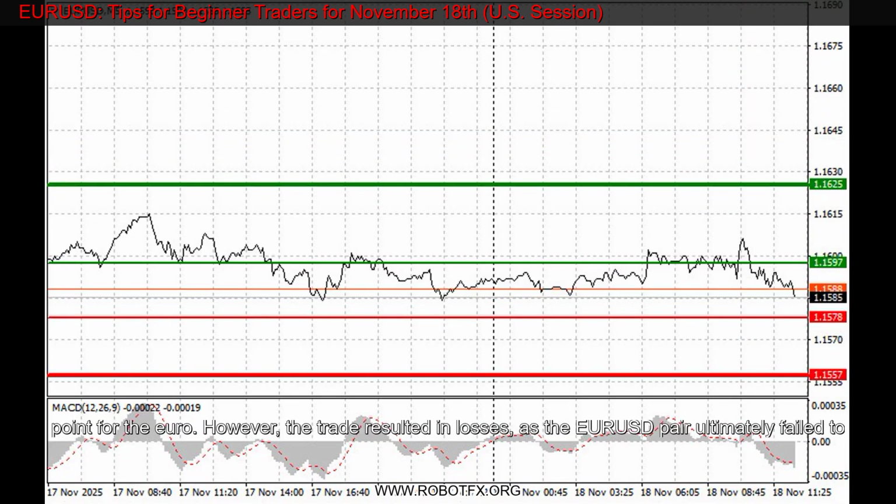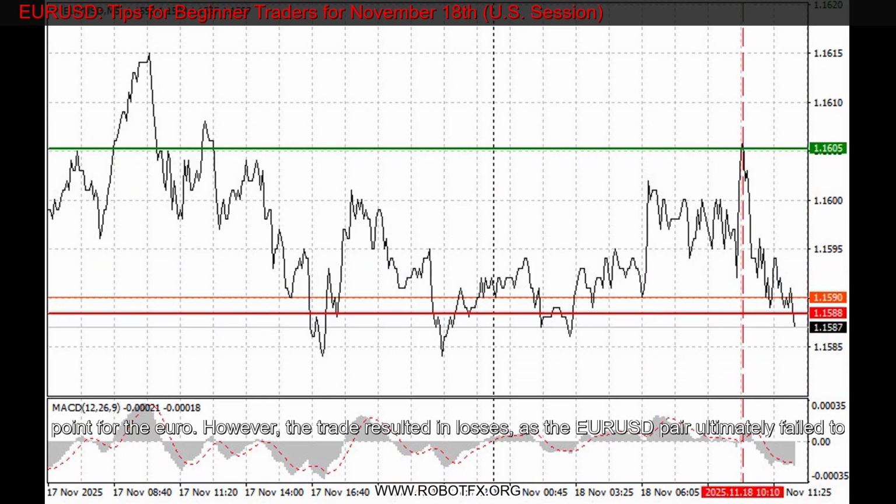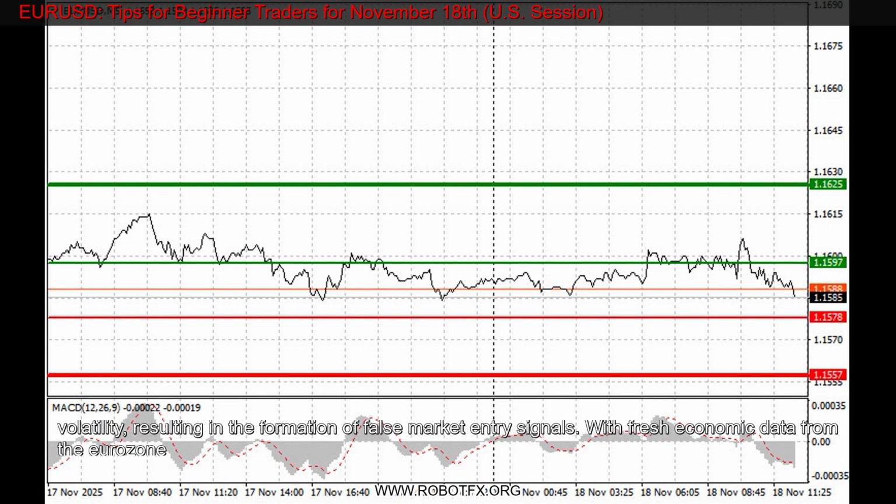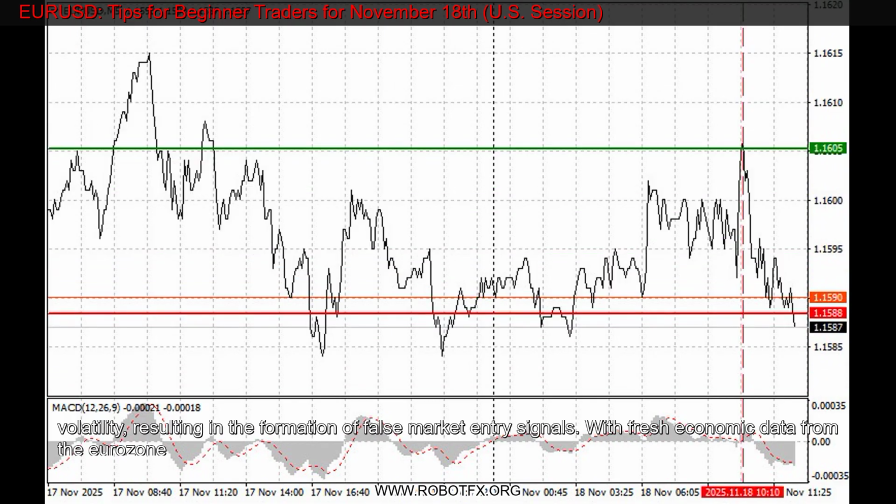The limited number of economic reports from the eurozone led to reduced USD volatility, resulting in the formation of false market entry signals. With fresh economic data from the eurozone and the US expected in the coming days, the situation should become clearer. Many traders are eagerly awaiting labor market and inflation reports, hoping for clear indicators of the economic situation in the US and Europe.